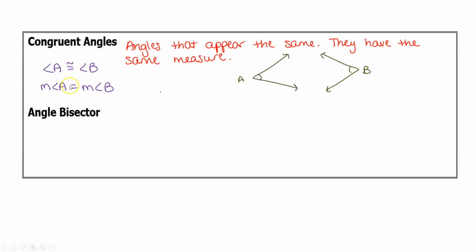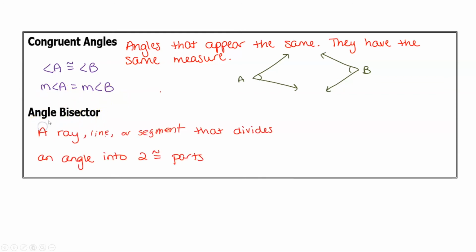You can also state that angle A is congruent to angle B. So the objects themselves are congruent, or you can state that their measures are equal. So the measure of angle A is equal to the measure of angle B. Also, an angle bisector is a ray, a line, or a segment that divides an angle into two congruent parts. So just like you can bisect a segment, you can bisect an angle. It's kind of like taking a slice of pizza and splitting it in half.